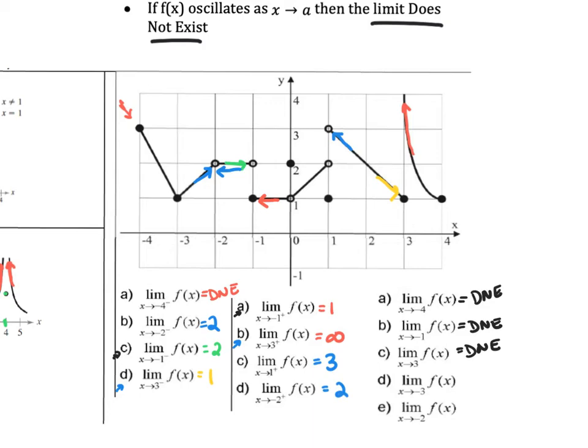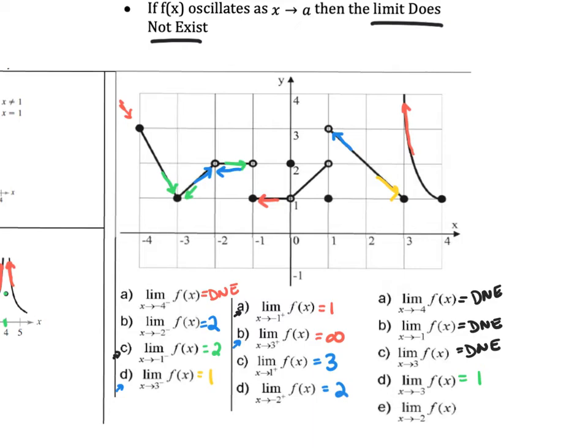If we look at the limit as x approaches -3, then we'll need to look at the graph. As x approaches -3 from the left, f of x is approaching 1. As x approaches -3 from the right, f of x is approaching 1. So in this case, our limit does exist, and it's equal to 1.